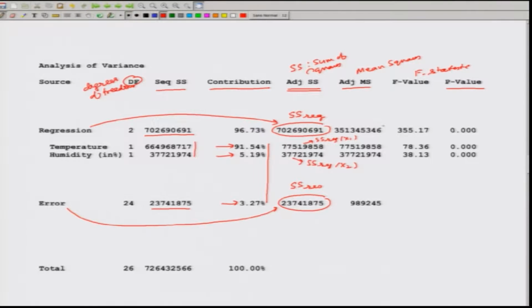Now this value here is the mean square due to regression, and this value here is the mean square due to residuals.